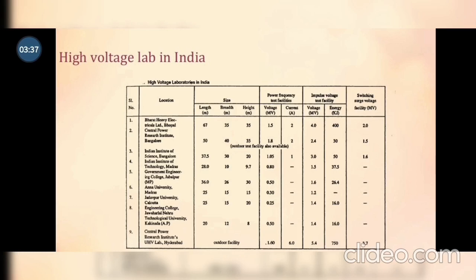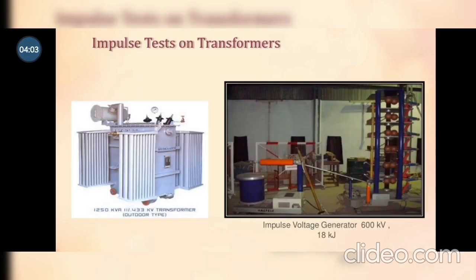Next is the Central Power Research Institute, UHV Lab, Hyderabad, which has outdoor facilities. The power frequency test facility is 1.16 megawatt, current 6 ampere, and the impulse voltage test facility is 5.4 megawatt and 550 kilojoule energy. The switching surge voltage facility is 3.7.